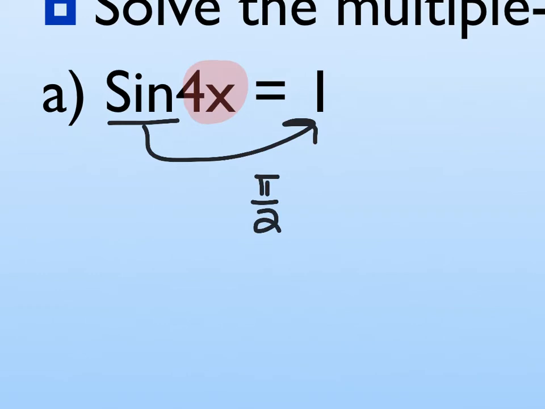Normally it's just x equals pi over 2, you're done. But it's not x, it's 4x, which means I have to say 4x equals pi over 2. And now I have an additional step after I locate the angle. I've got to get x by itself. So in this case, I'd be dividing by 4 or multiplying by a fourth, and I get x equals pi over 8.